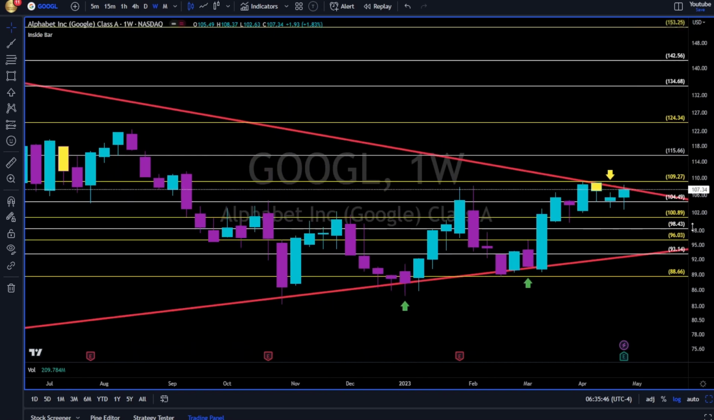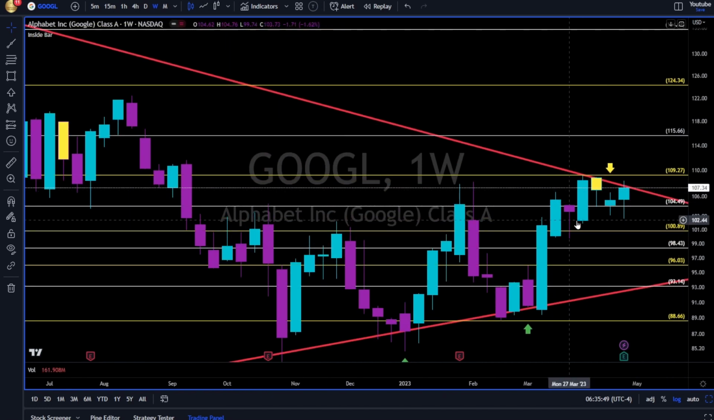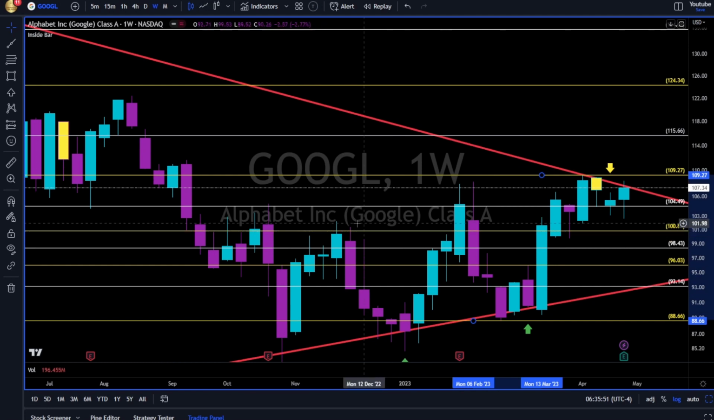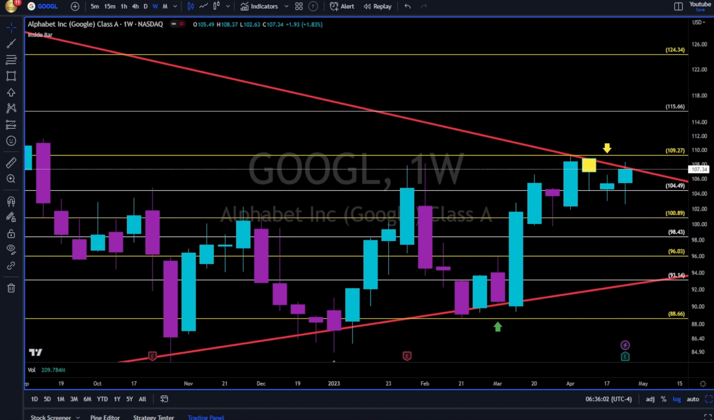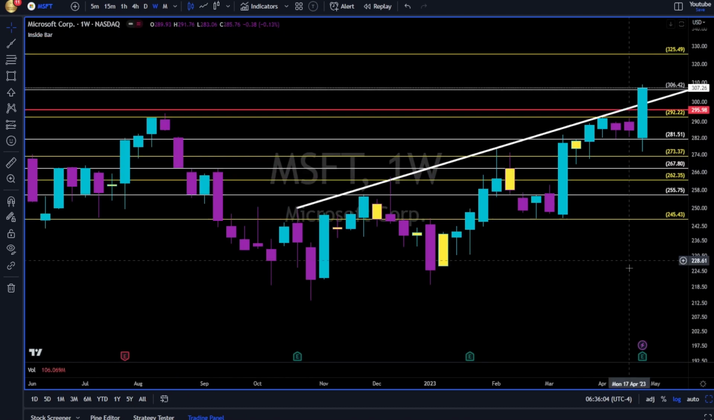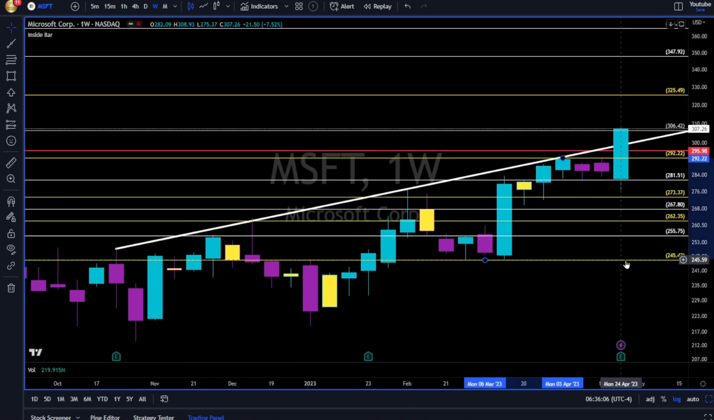If bulls will give up, 104 needs to hold. Then we have the 100 level. The 100, look left, very important level of support because it was a very tough resistance in the past. Follow price, use trend lines and Fibonacci levels to manage your risk.